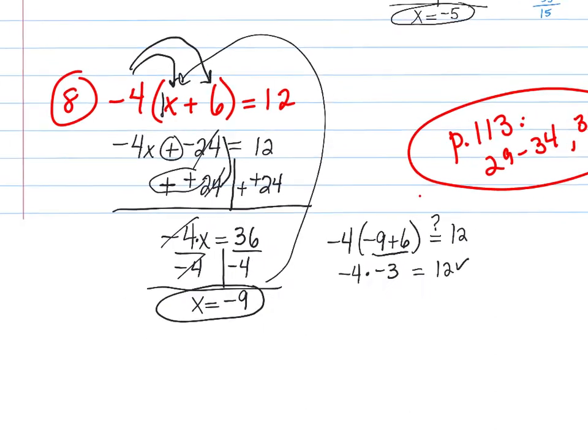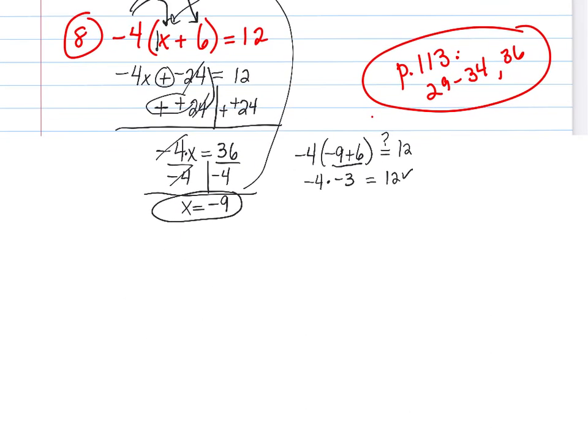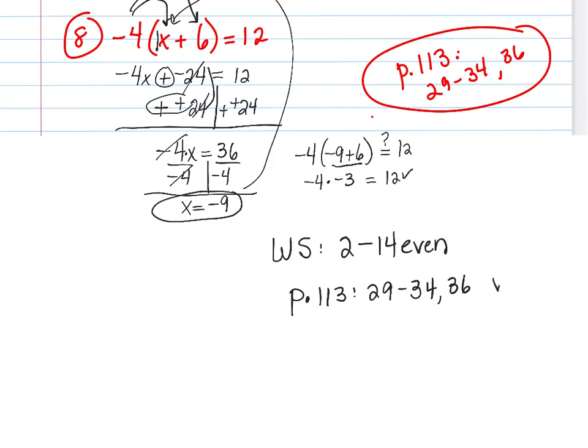All right, so what you're going to do right now, you're going to do the worksheet that I gave you yesterday. You're going to do 2 through 14 even. This is due right now in class. And then you're going to work on page 113, 29 through 34, all, and number 36. These are the new problems.